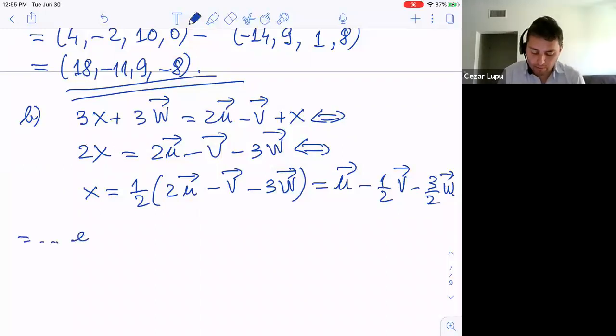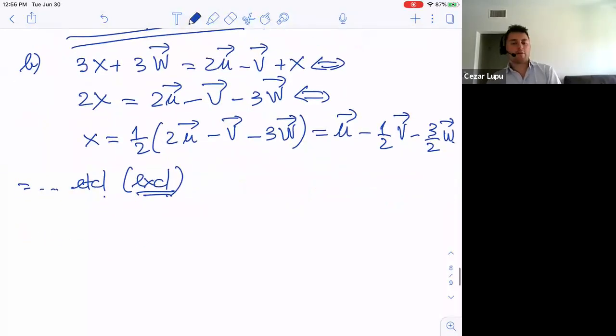Okay, I'm going to leave it to you. So this is an exercise for you to finish it off. Anyway, you can find it in the notes as well.